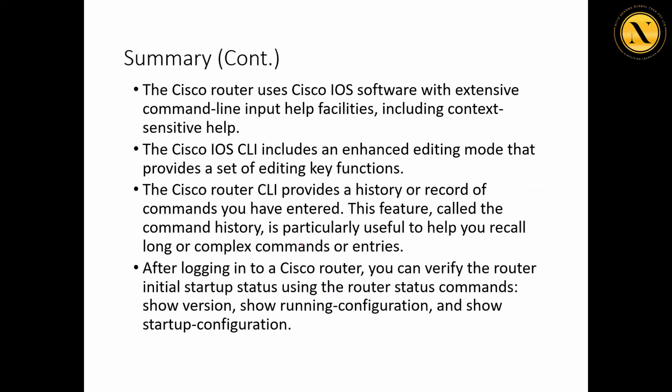Use the enable command to access the privileged EXEC mode from the user EXEC mode. Okay, we know this. The Cisco router uses Cisco IOS software with extensive command and input help facilities. Question mark, caret, right? Up arrow, down arrow, or Control P. All this is help, including context-sensitive help, which is question mark. Cisco IOS CLI includes an enhanced editing mode that provides a set of editing key functions: Control A, Control E, Escape B, Escape F, Control B, Control F, Control D, whatever.